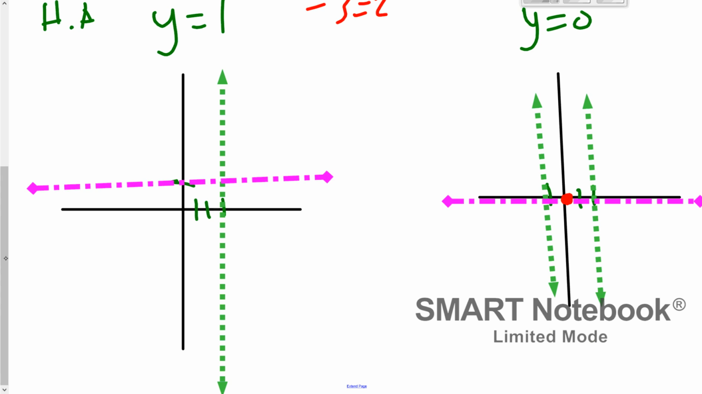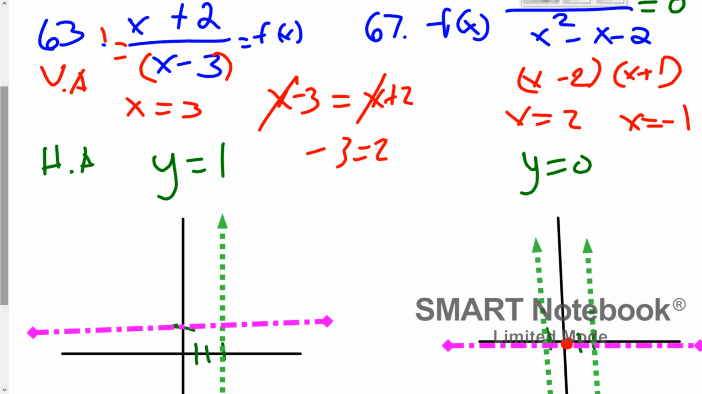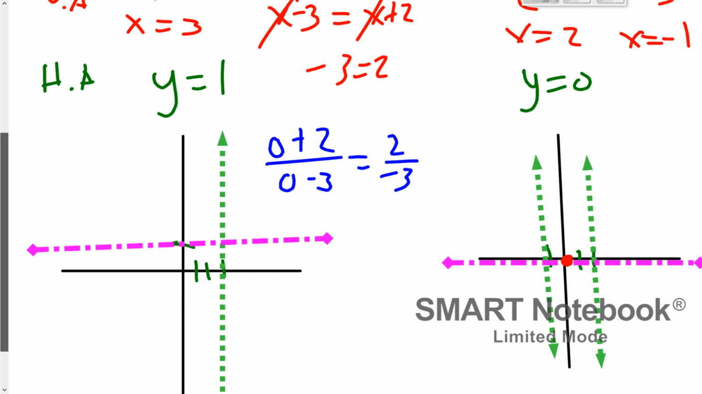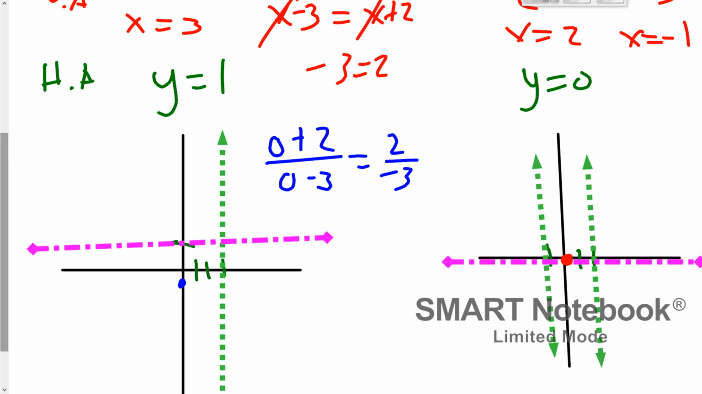Okay, so now we can really just test some points here. I want to plug in 0 into this one on the right, on 63, because plugging in 0 is not too bad, right? 0 plus 2 is 2. 0 minus 3 is negative 3, so we get 2 negative thirds. So negative 2 thirds, that's negative 0.67-ish. So at 0, we get negative 0.67, so somewhere down here. And now we can just approach that one and approach this one.